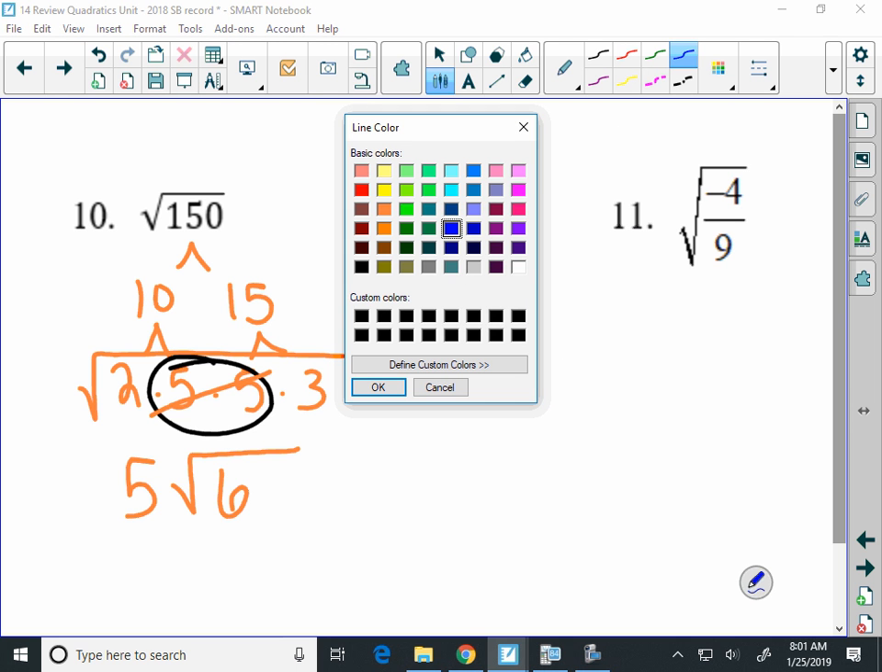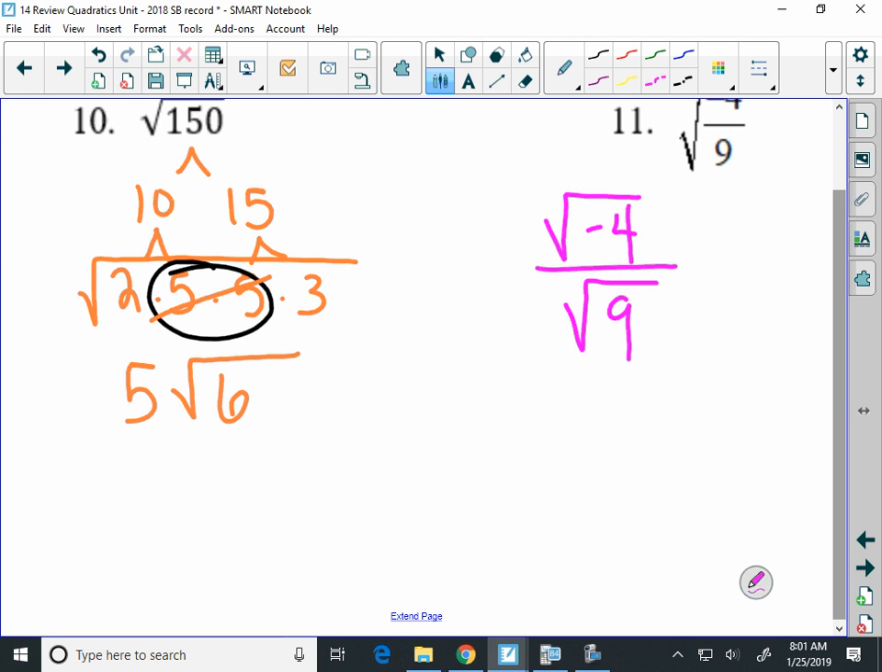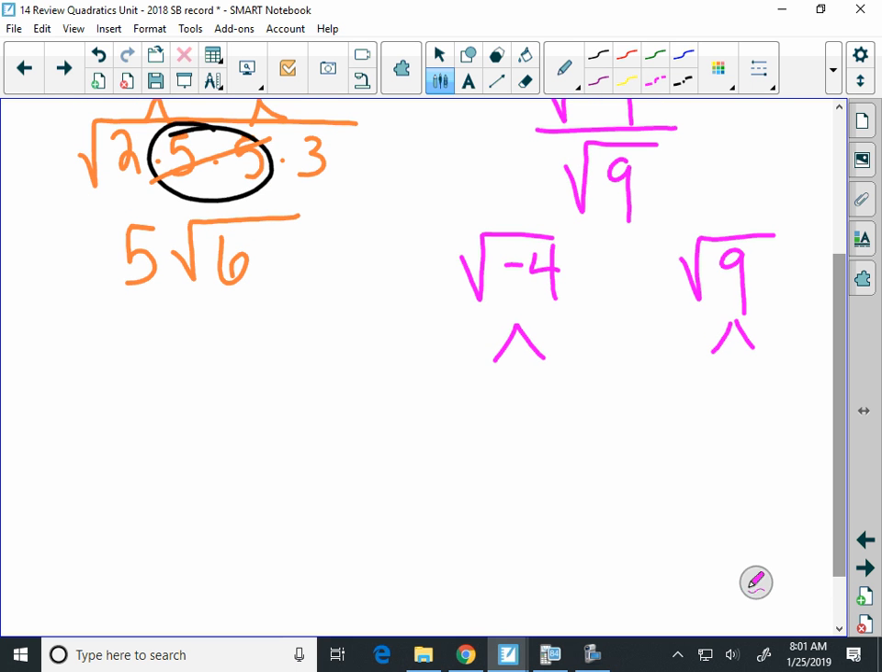One more fraction problem here. Square root of -4/9. And once again, when we simplify a square root with a fraction in it, we're going to simplify the square root of -4, and we're going to simplify the square root of 9. But the one thing that we do need to do with the square root of -4 is this is the square root of -1 times the square root of 4.